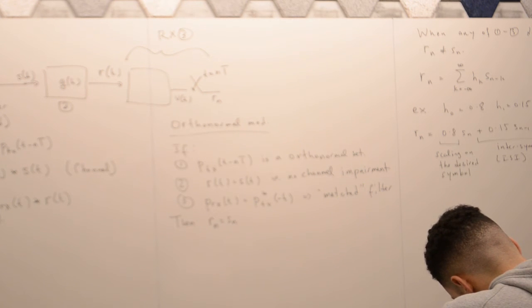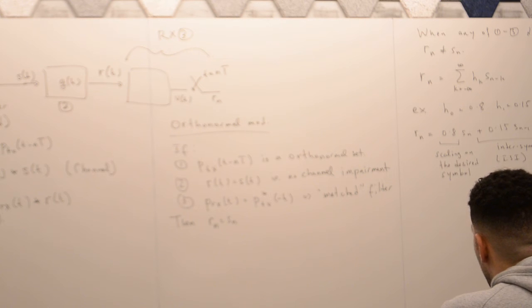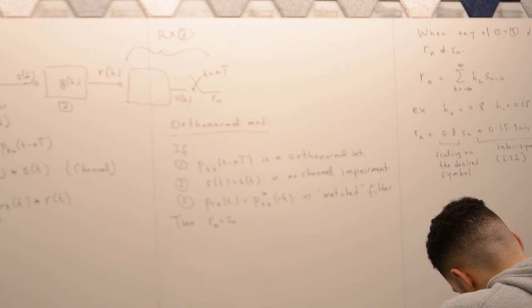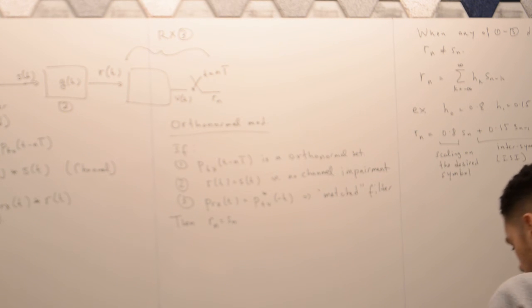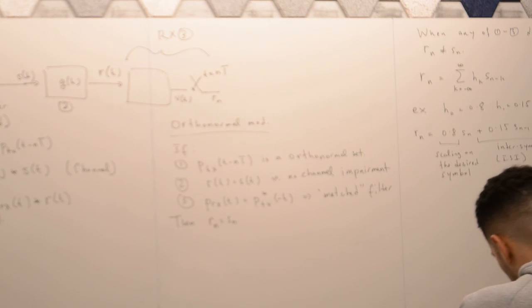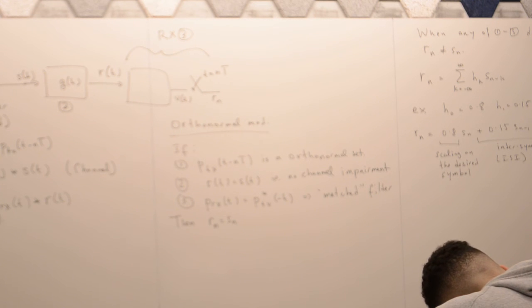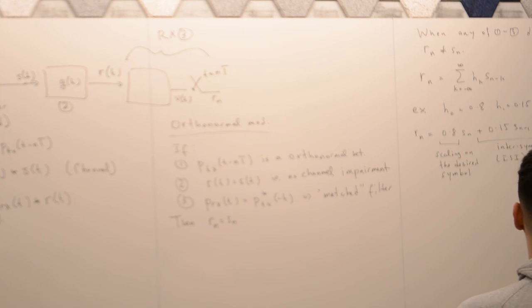So when you say R[n] equals S[n], is that equal to S[n] plus S[n minus 1] plus S[n minus 2], or would that be only S[n]? Only S[n]. So there's no inter-symbol interference. Whatever you transmit on symbol 10 will only show up on symbol 10. It won't show up on any other symbols. And that's why we have S[n minus 1], because we have interference. Right, exactly.